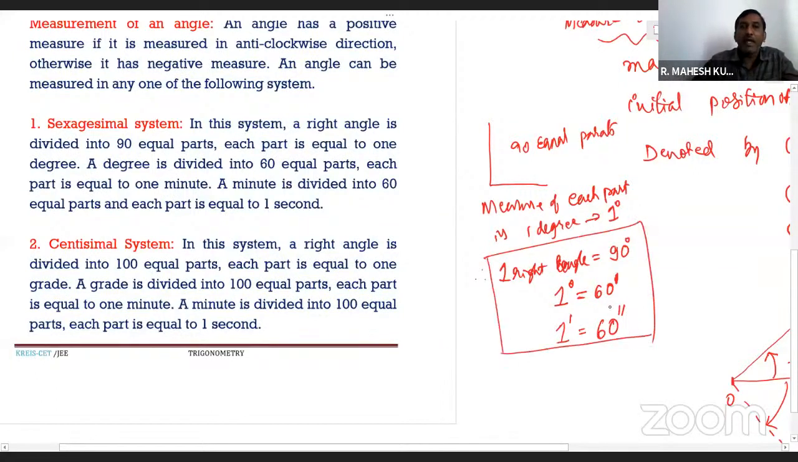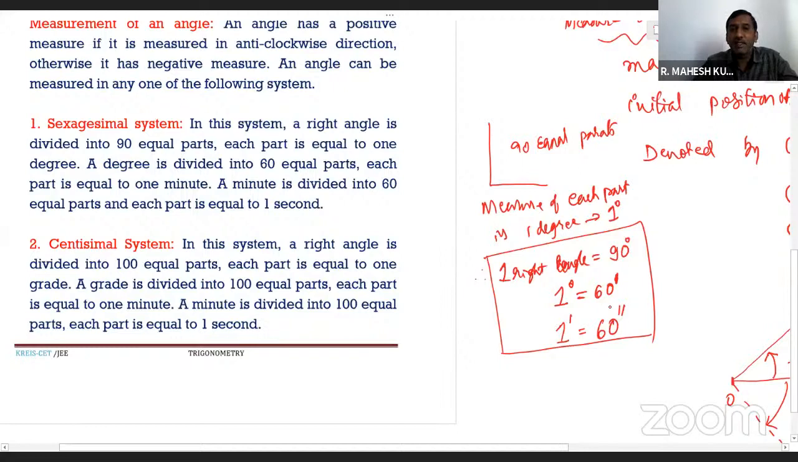We are going to divide one right angle into 90 equal parts. Measure of each part is called as 1 degree. So therefore, one right angle will contain 90 degrees. 1 degree is divided into 60 equal parts. Measure of each part is called as 1 minute. So 1 degree is equal to 60 minutes. Further, 1 minute is divided into 60 equal parts. Measure of each part is called as 1 second. Therefore, 1 minute will contain 60 seconds.